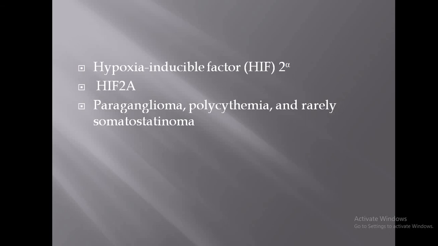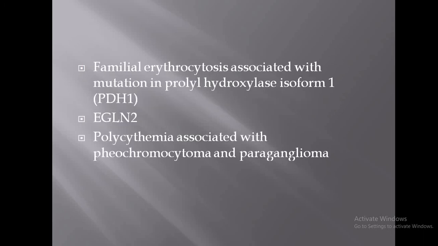HIF2 alpha, the gene is HIF2 alpha. It is associated with paraganglioma, polycythemia, and rarely somatostatinoma. So HIF2 is mainly with paraganglioma and polycythemia. Now, familial erythrocytosis associated with mutations in the PHD1. The gene is EGLN2. As you see from the syndrome itself, you know there will be polycythemia. There will be associated pheochromocytoma also, and paraganglioma. So the gene is EGLN2.